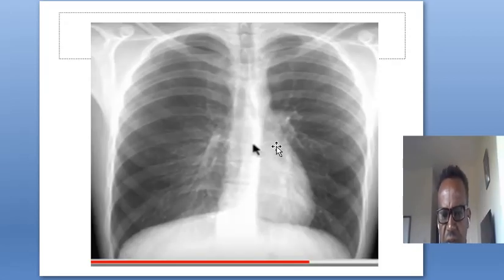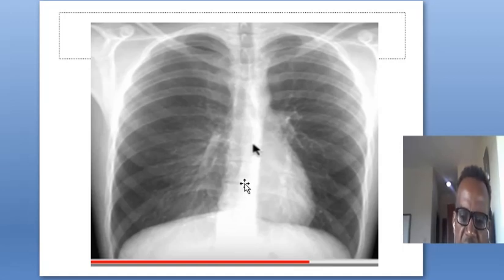What can you say about this X-ray? Still the same. If you look carefully, there are lines here beyond which you don't see these white lines. So this is pneumothorax.